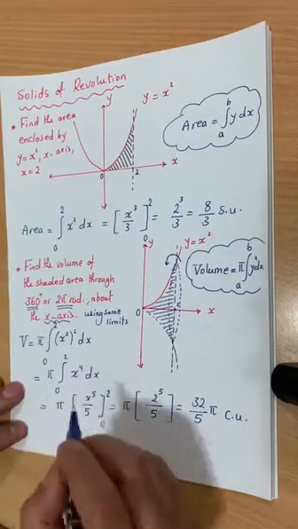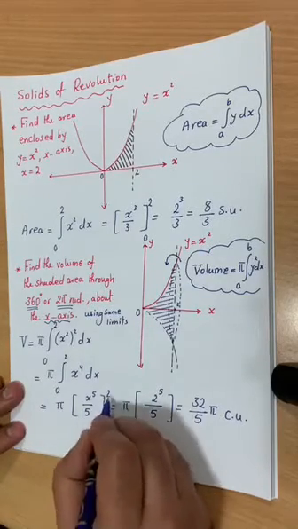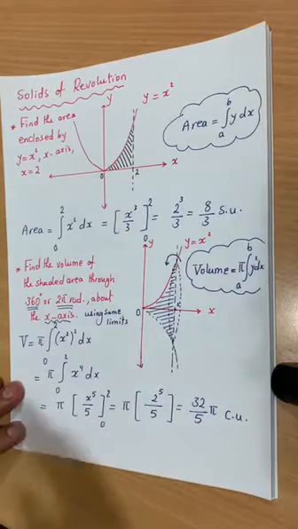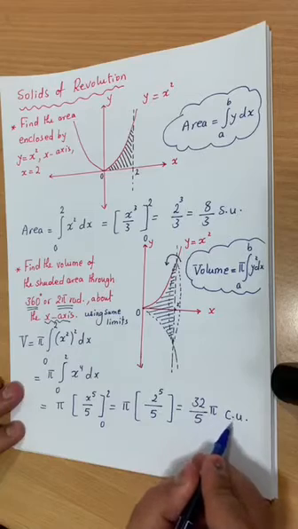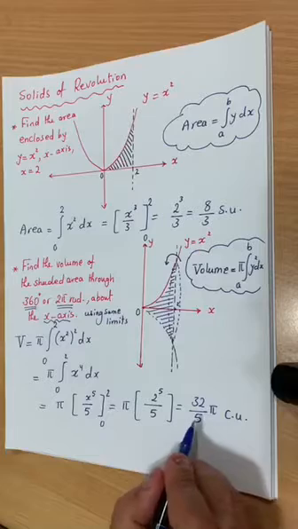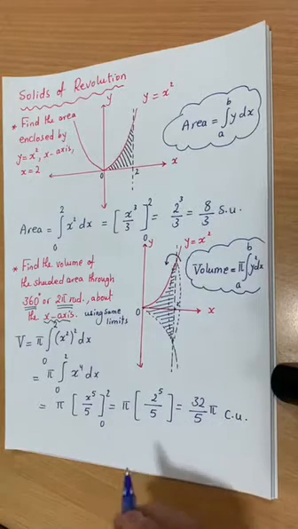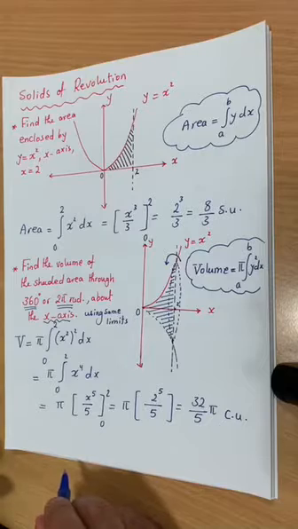Limits from 0 to 2. Integration of x to the power of 4 is x to the power of 5 over 5 from 0 to 2. Then you have to replace 2. 0 will give you nothing, so 2 to the power of 5 is 32 over 5 pi cubic units. Of course, you can write the answer in terms of pi, or you can simplify the answer by replacing the value of pi, which is 22 over 7, or 3.142.